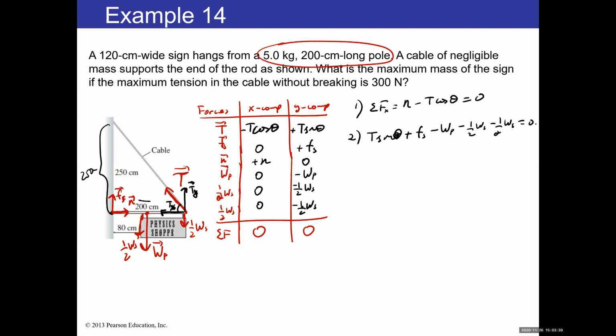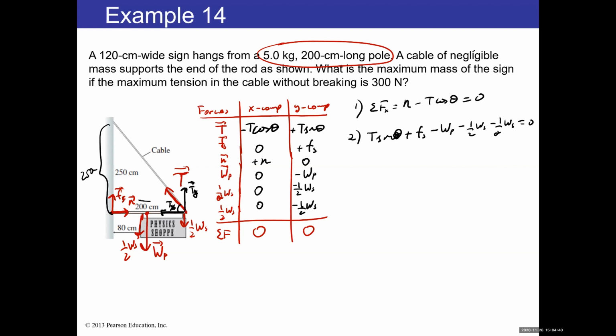Now remember, my goal here is to find the maximum mass of the sign. That means if I find the weight of the sign, I can then calculate this. But unfortunately I cannot do that from here, because I don't know what the static friction or the normal force are. I don't know those values, because we're not given the coefficient of static friction for the pole and wall interaction. So we're kind of stuck with these two equations.